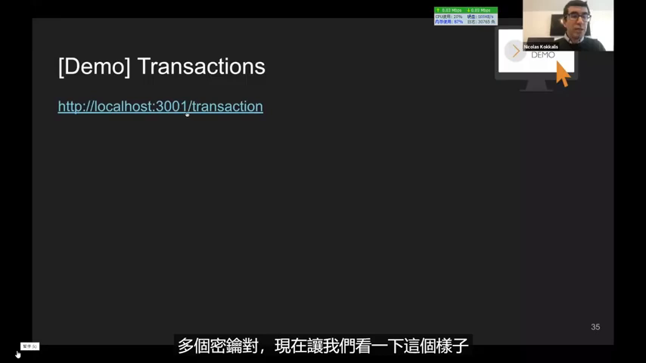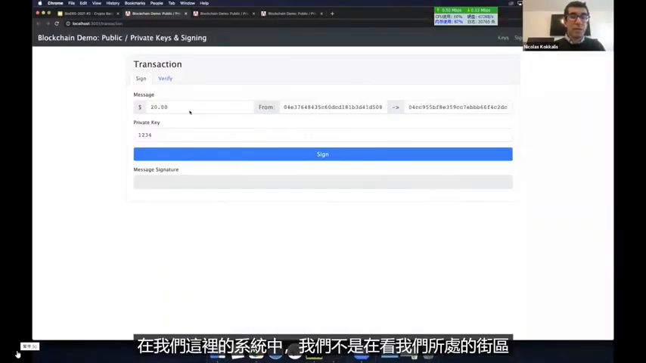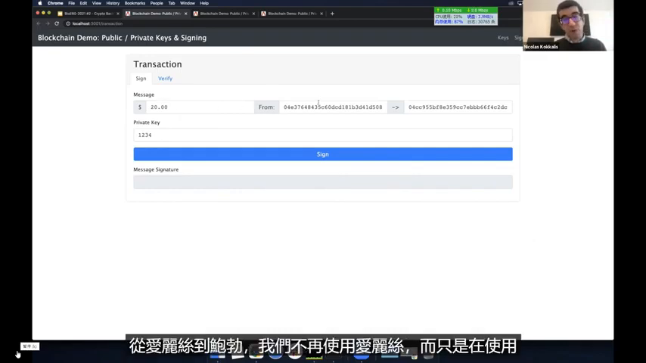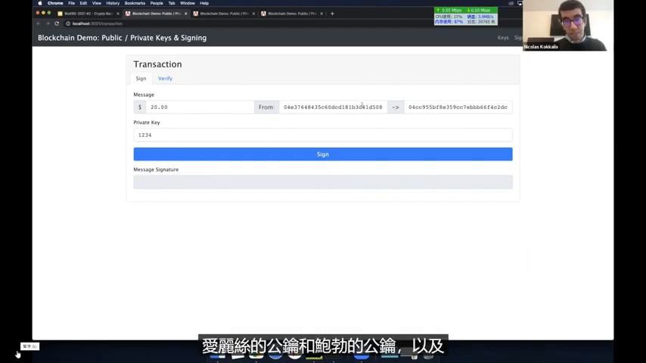So now let's look at how this looks in our system over here. We're not looking at the block, we're looking at a specific transaction. So let's say there were 20 Bitcoin that need to be transferred from Alice to Bob. We're not using Alice anymore. We're just using Alice's public key and Bob's public key. And then we need to use Alice's private key to authorize this transaction.